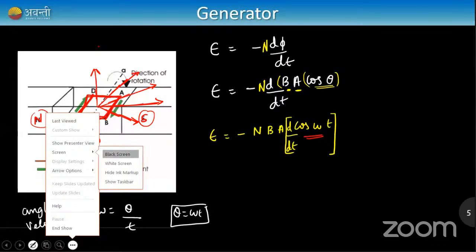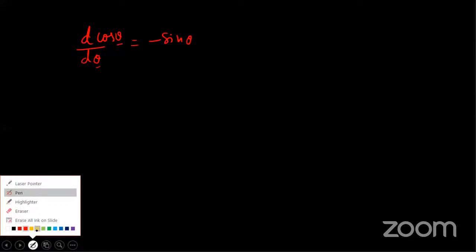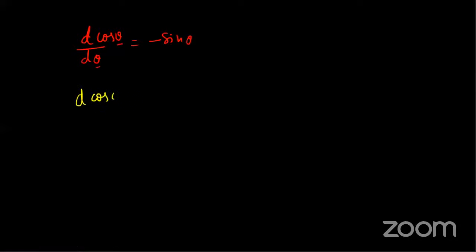If you remember, differentiation of cos theta with respect to theta is equal to minus sin theta. This is one of the basic formulas which you learned in 11th. But here I don't have theta alone, I have a different form: d by dt of cos omega t. t is the variable here, and I have an extra omega here. So how do I do this?